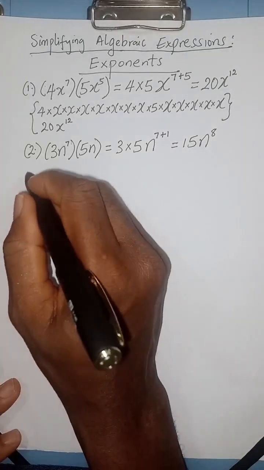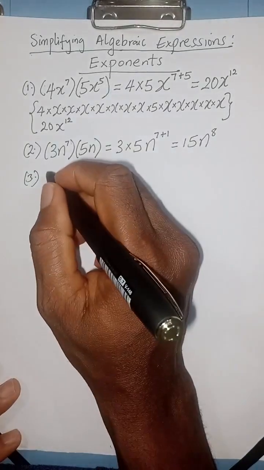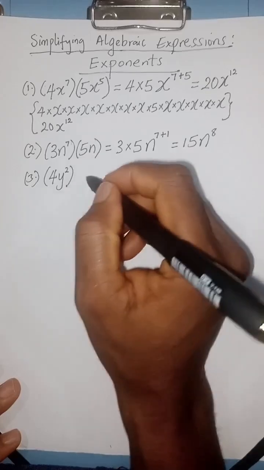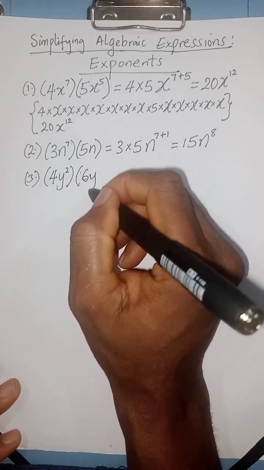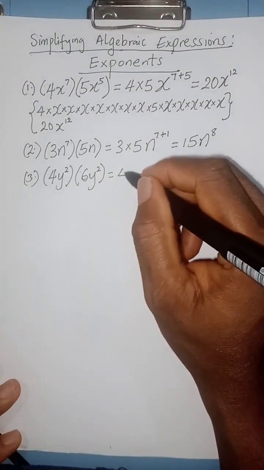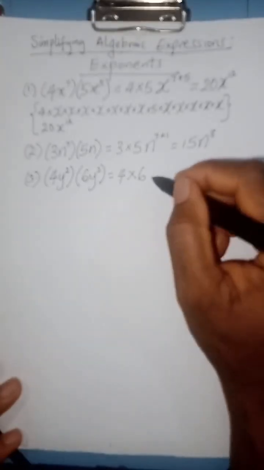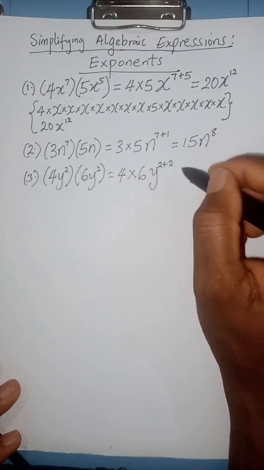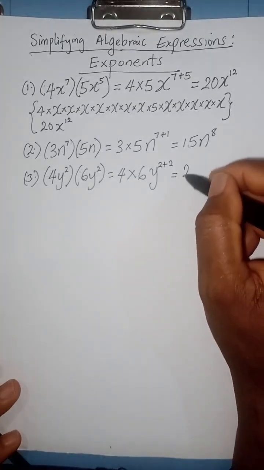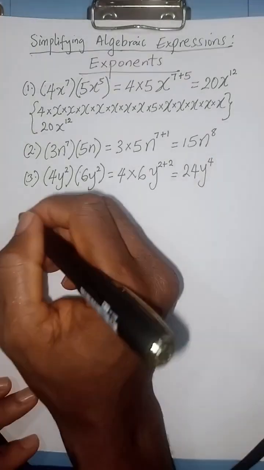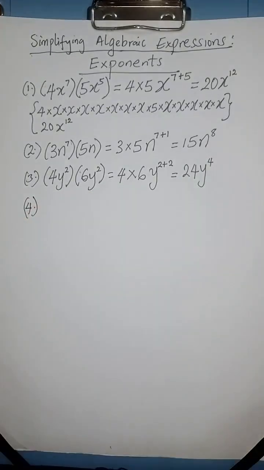Let's go to number 3. Number 3 question is (4y^2), close bracket, and then open bracket (6y^2). This is easier again. Just simply say 4 times 6, and then you pick y raised to power 2 plus 2. And that gives you 4 times 6, 24, y raised to power 4. This is becoming interesting, right? Let's go to another question.